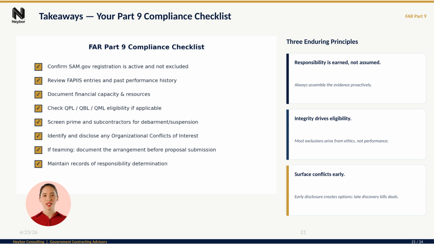Beyond the mechanics, 3 enduring principles on the right. 1. Responsibility is earned, not assumed. If you don't put the evidence in front of the contracting officer, you don't win. 2. Integrity drives eligibility. The biggest exclusion risks are ethical and billing problems, not delivery problems. 3. Surface conflicts early. An OCI disclosed in the proposal can often be mitigated. The same OCI discovered at award is usually fatal.